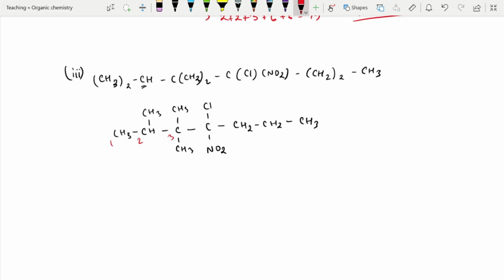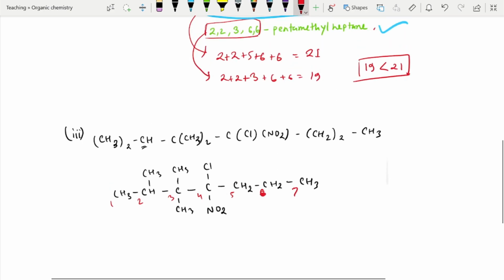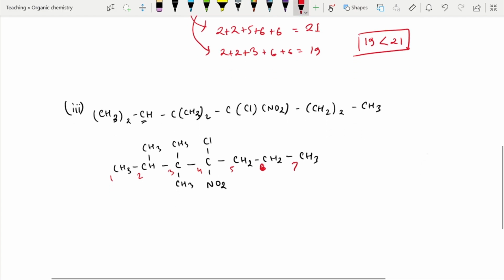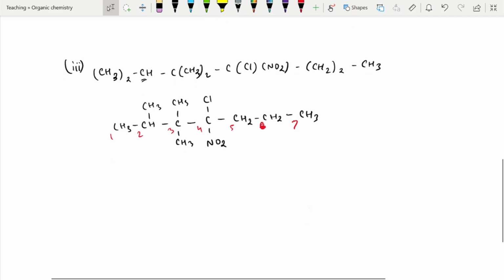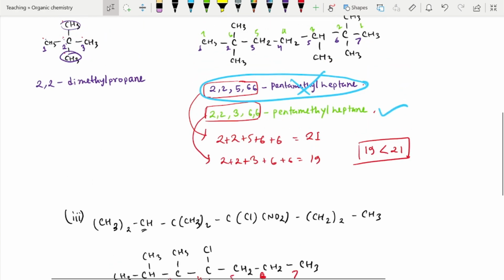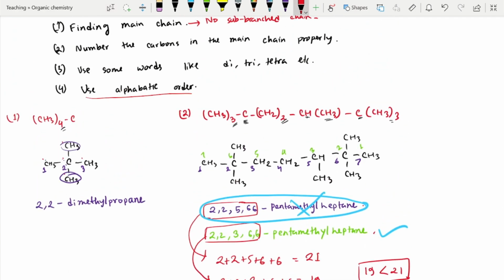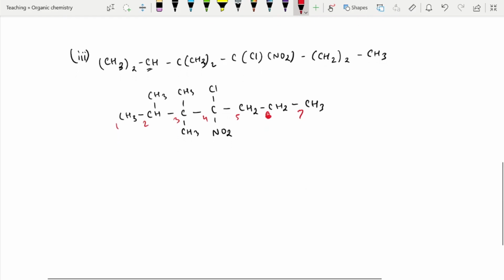1, 2, 3, 4, 5, 6, 7. So should we count it from left to right or right to left? We should count it from left to right, because if we do the same summation math, we will find that if we count from left to right, the number will be less. That's why we are counting it from left to right. Now the next point is to use alphabetic order.